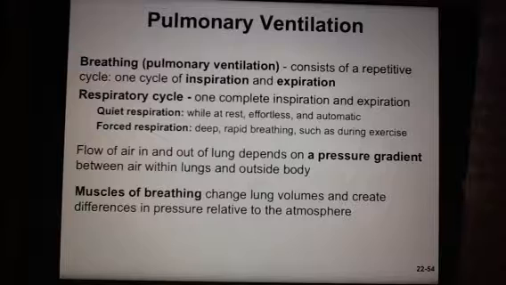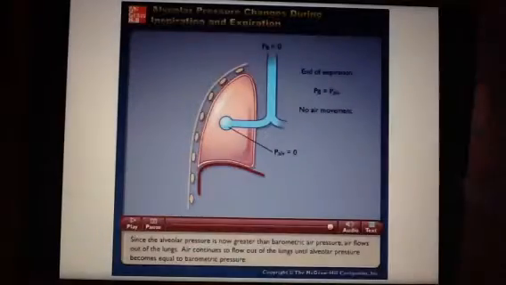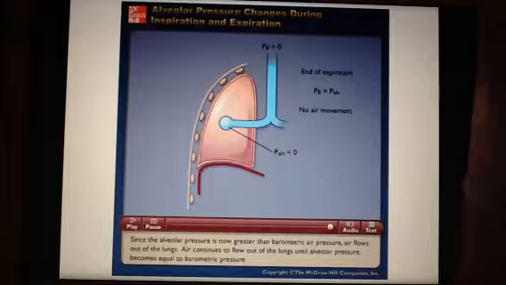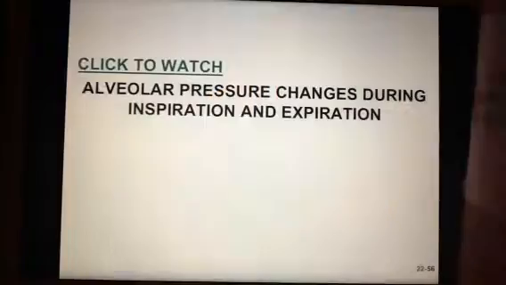The muscles of breathing change the lung volume and create the difference in air pressure relative to the atmosphere. So we not only change the pressure, but the volume changes as well, and that has to do with those muscles. Again, I would encourage you to watch these animations. You need to be in presenter view, or you can always just find them on YouTube separately.